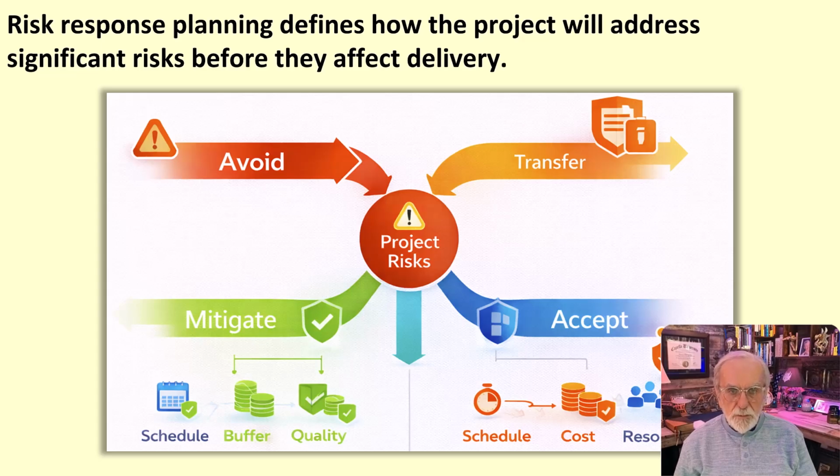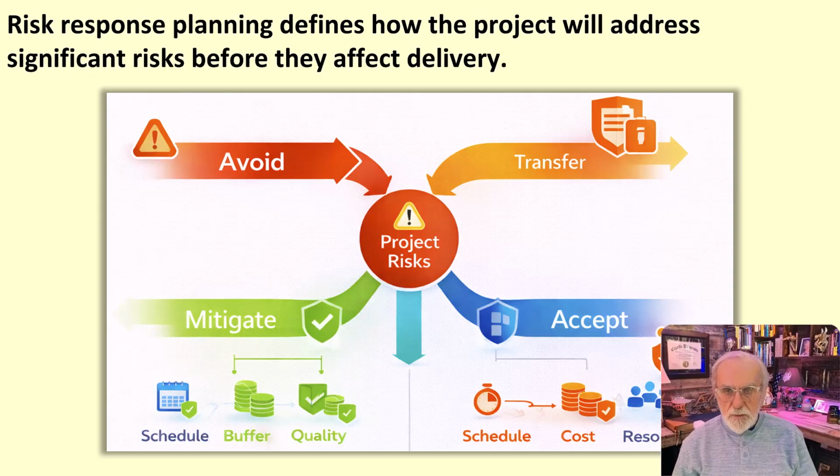Risk response planning. Risk response planning defines how the project will address significant risks before they affect delivery. Now we move from risk analysis to action. Once the project team has identified and prioritized risks, the next step is deciding how those risks will be addressed. That's the purpose of risk response planning. In practice, not every risk is handled in the same way.